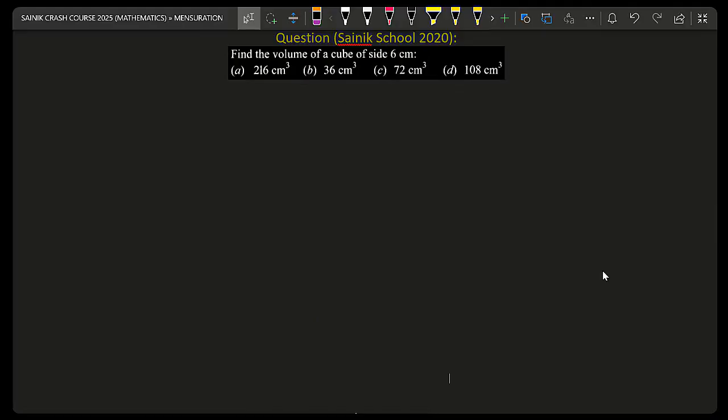Ritvik, can you read the question? Find the volume of a cube of side 6 centimeters. What is the volume of cube formula? Sir, side cube. In place of S, what you are going to substitute? Sir, 6. 6 cube. You know 6 cube? Sir, 216. 216 centimeter cube. Which option? The option A.